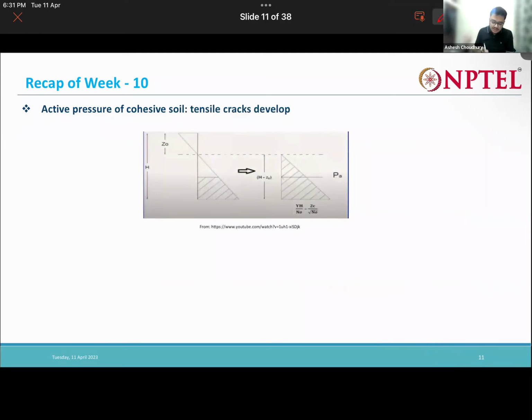So if tension cracks develop, say this is the wall. Due to that tensile stress, what will happen? The soil will actually separate from the wall in this region. These are known as tension cracks. Due to these tension cracks, this part actually won't come into picture. So my PA will be the area of this complete triangle.